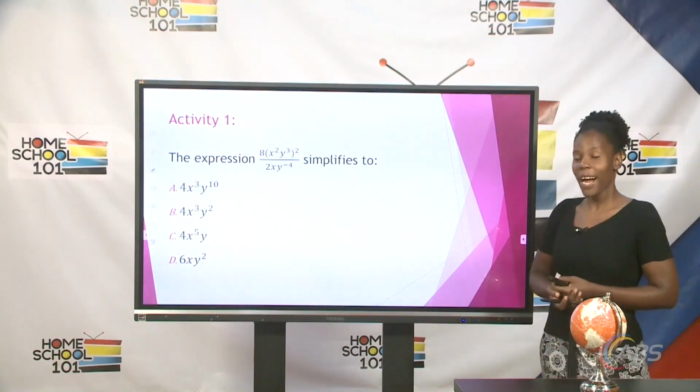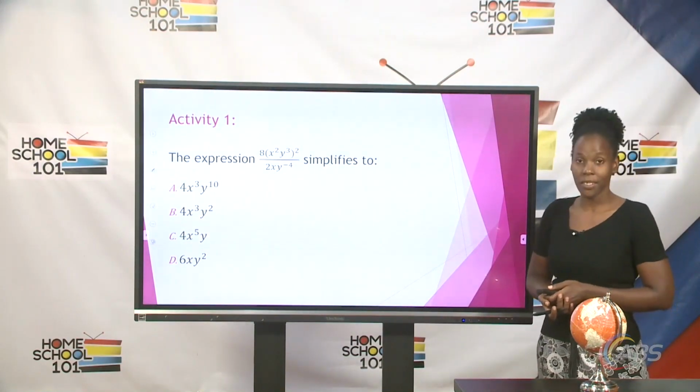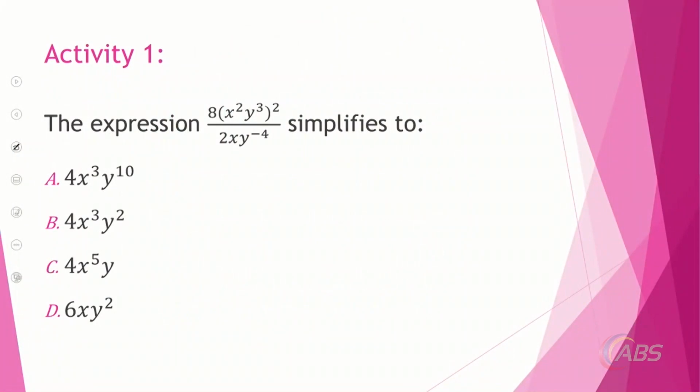Right, so now I have a question for you to attempt. It says the expression 8 times x squared y cubed in a bracket all squared divided by 2x y to the power negative 4 simplifies to which of these? So look at the various options A to D and determine what is the solution for this question.